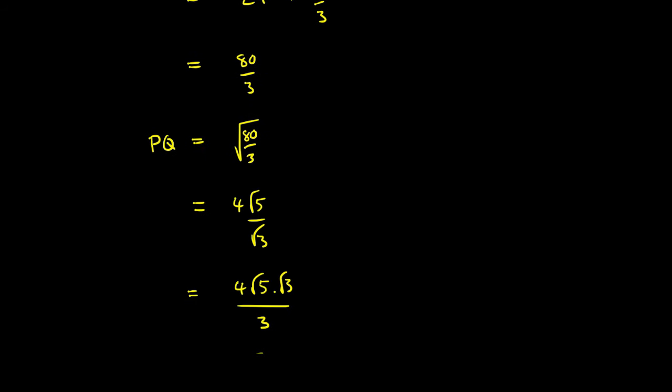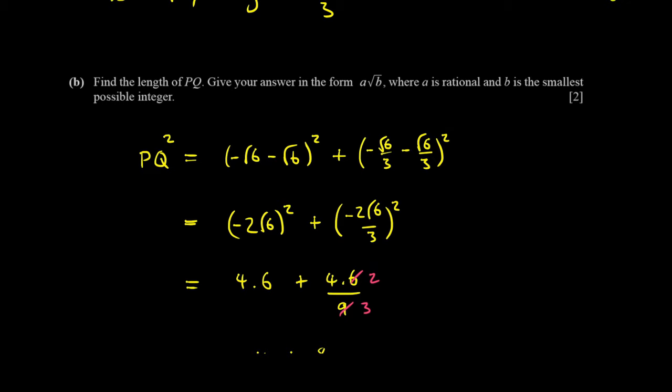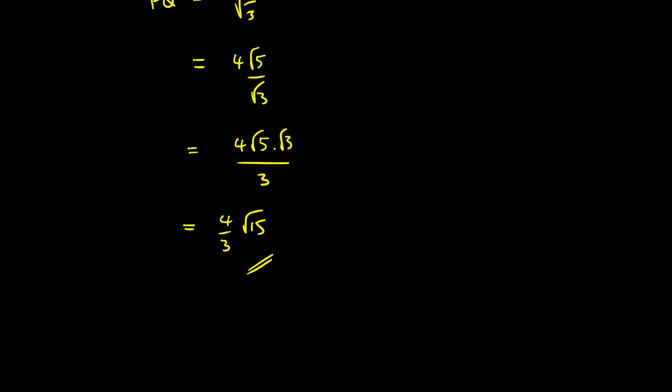So A is rational. So A is 4 thirds. And B is the smallest possible integer. Well, yeah, because 15 doesn't factorize anymore to give squares that will simplify. Okay, so that should be our answer.